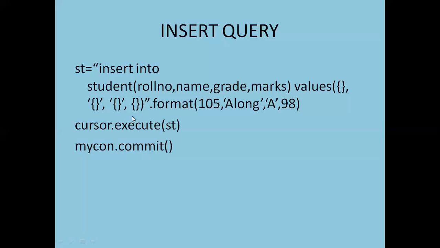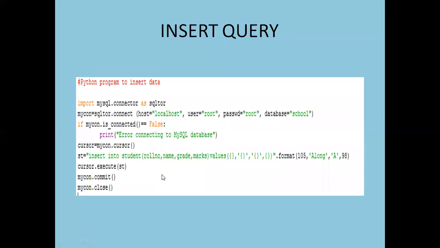All right, then I will close that and write dot format. Format is the new way of formatting. Then I want to insert into my table a new student with roll number 105, whose name is Along, grade is A, and who has secured 98. Then I'll write cursor.execute(st), then mycon.commit. Once I write that in my Python program, it will insert into student all these details.